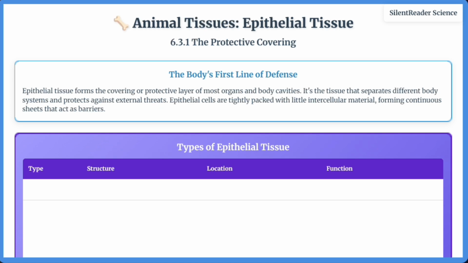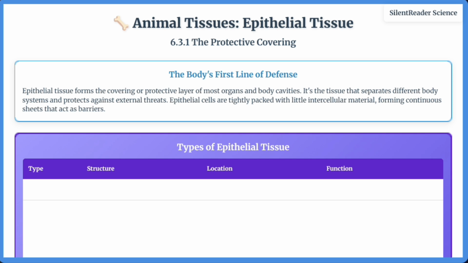Now let's turn to animal tissues, beginning with epithelial tissue, the body's protective covering. Epithelial tissue forms barriers that cover organs and line cavities, with cells tightly packed in continuous sheets.